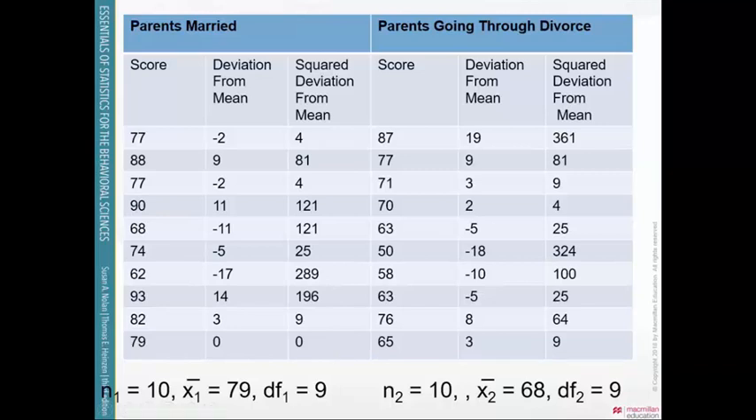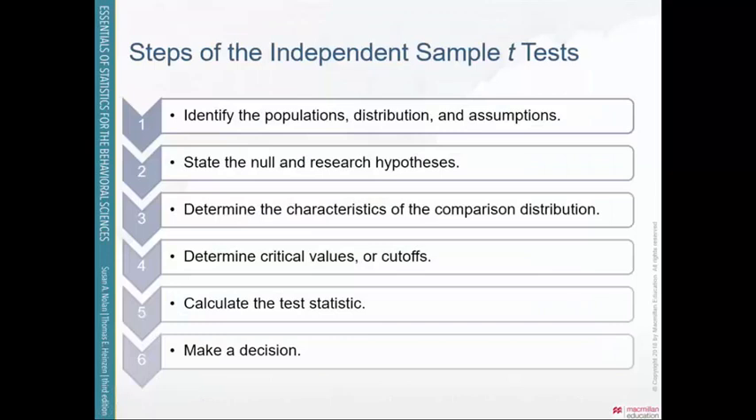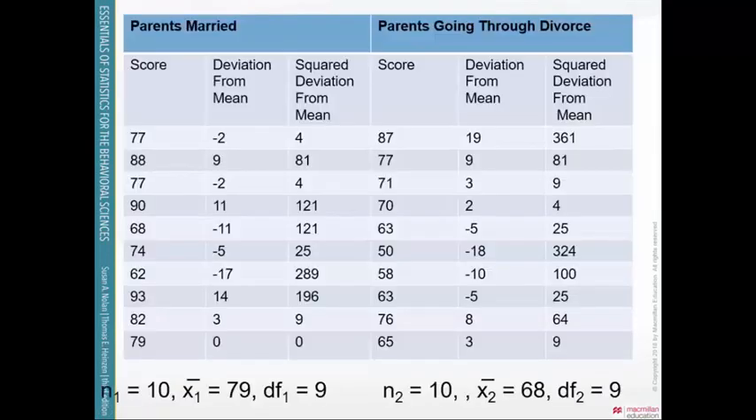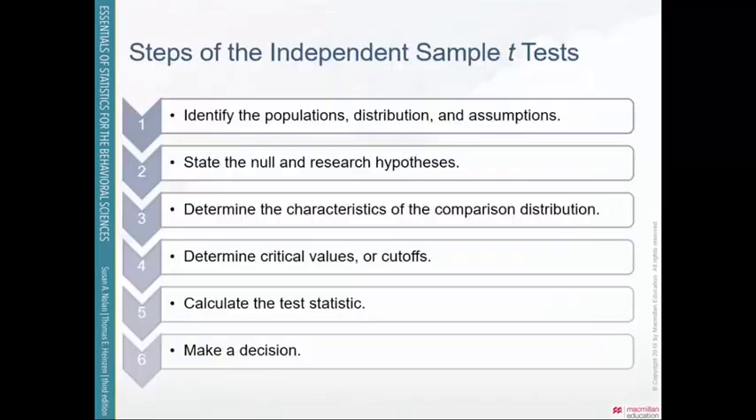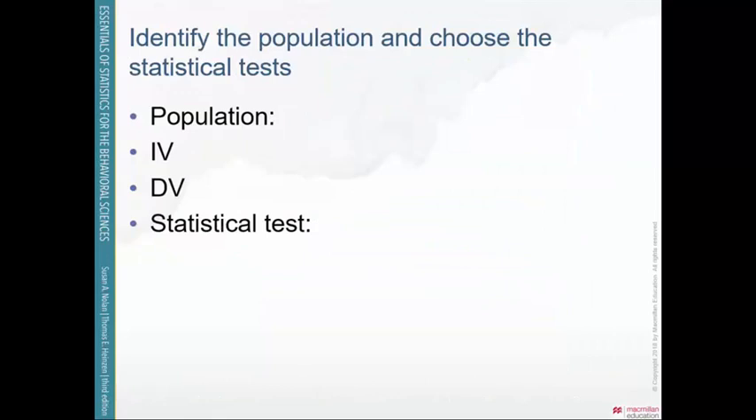Next, we've got to find the sums of squares, which is just adding up the squared deviations here for parents married to get the sums of squares for this. And add up the squared deviations on this side for parents going through divorce to get the sums of squares for children whose parents are going through divorce. All right. I'm not sure why I don't have the answers here for you, but we will do that in a second, and then we're going to go through all the steps of the t-test as we've done before.